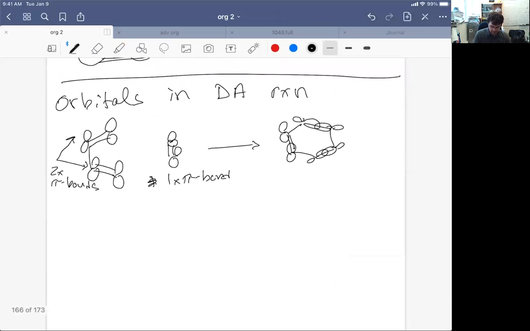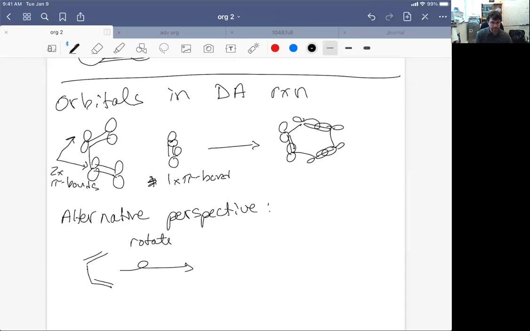Let's consider an alternative perspective. In this alternative perspective, I want to consider the orbital arrangement of these things and how they can approach each other and how a reaction can actually occur between a diene and a dienophile. So I'm going to first consider my diene. Instead of this flat structure, I'm going to rotate it, and I'm going to draw the pi bonds. Here's my diene, I'm going to take it and twist it this way, so that it has some sort of flat perspective to it.